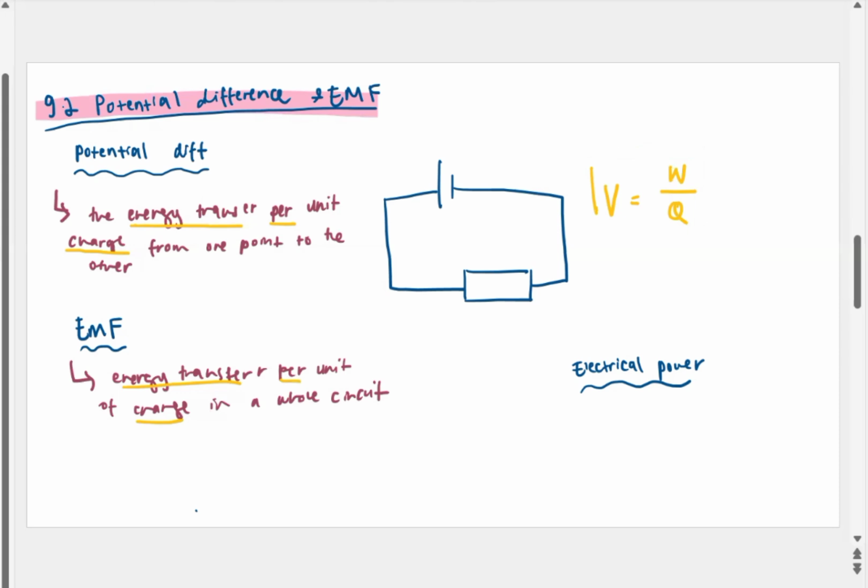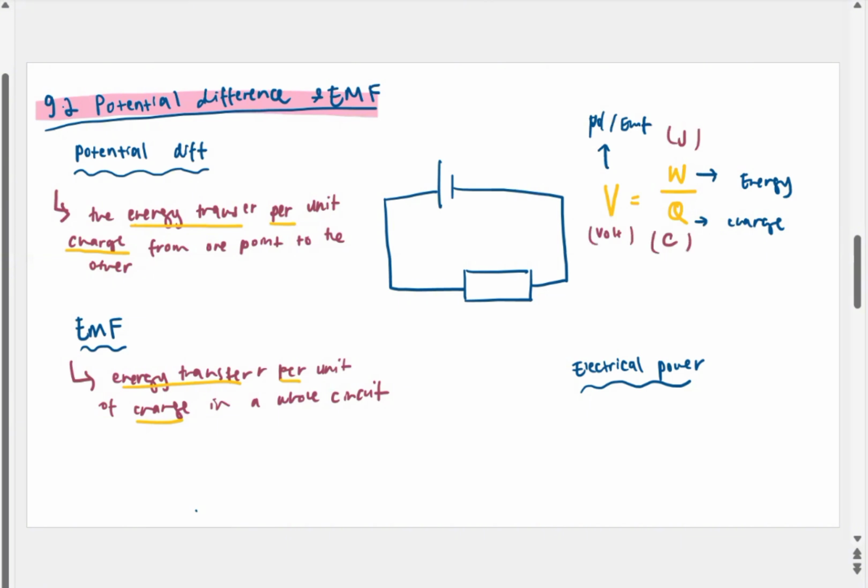This is voltage, or PD, EMF. This is energy, and this is charge. Now, the units: this is volts, this is coulombs, and this is joules. So yes, this is the equation that we need to know.